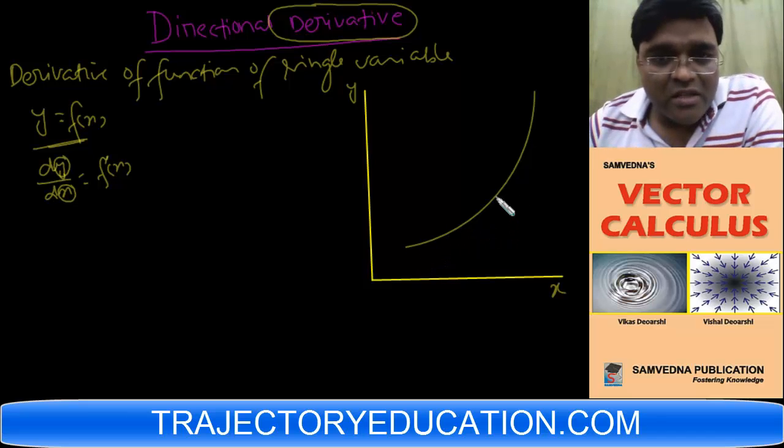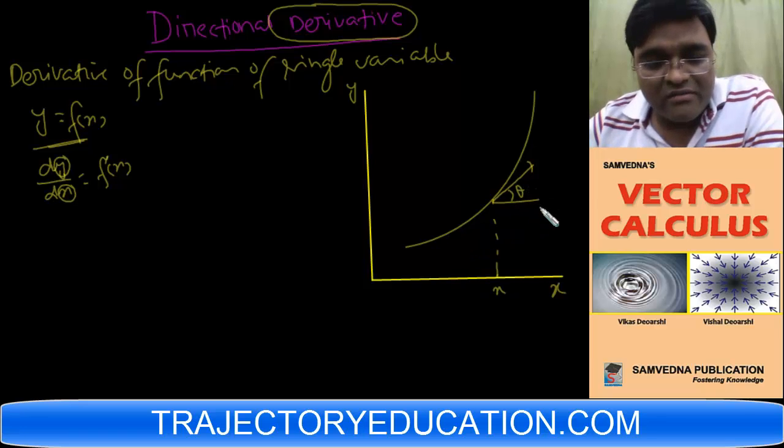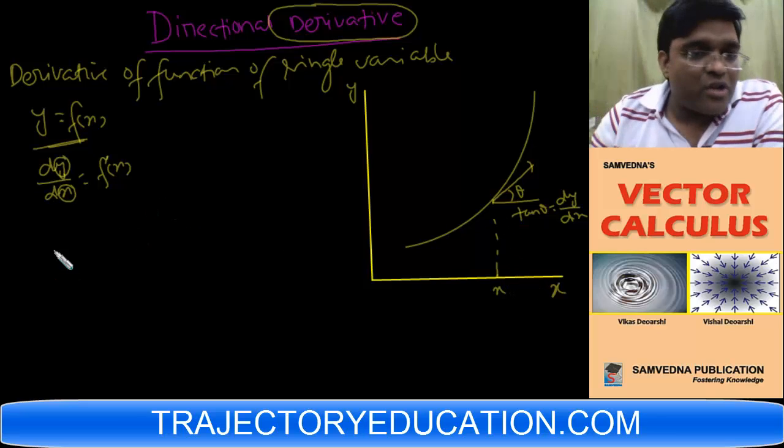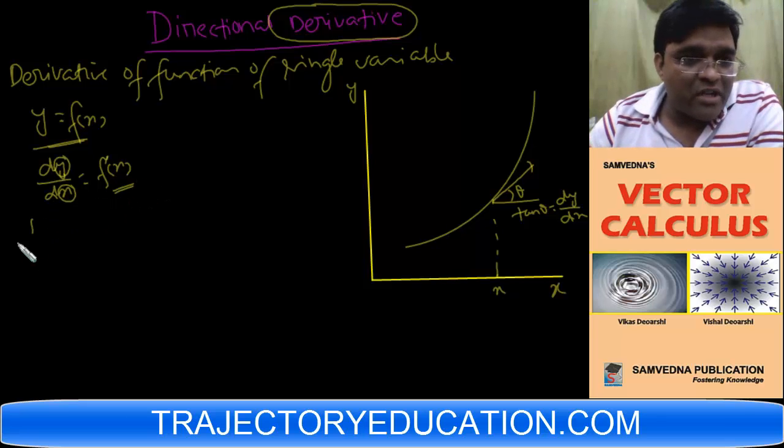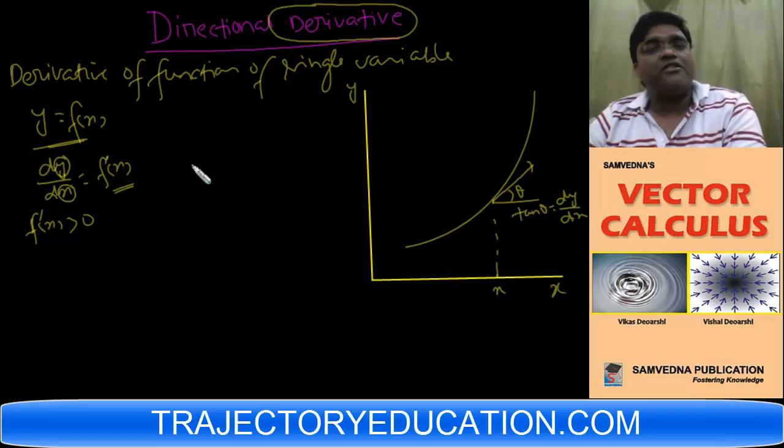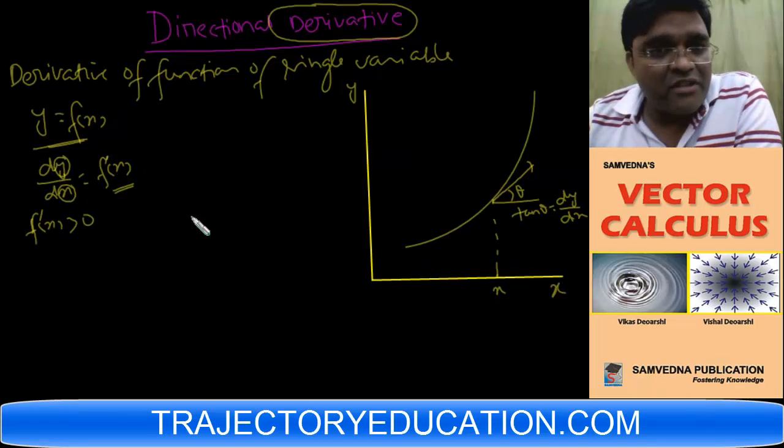Geometrically, suppose I want to find dy by dx at a point x over here. If I draw a tangent, dy by dx gives you the slope of this tangent. If the slope is higher, it means y is increasing rapidly with respect to an increase in x. So we have two things over here, sign and magnitude. The sign signifies whether the function is increasing or decreasing with the increase in x.